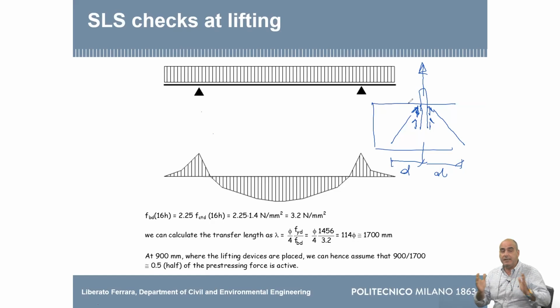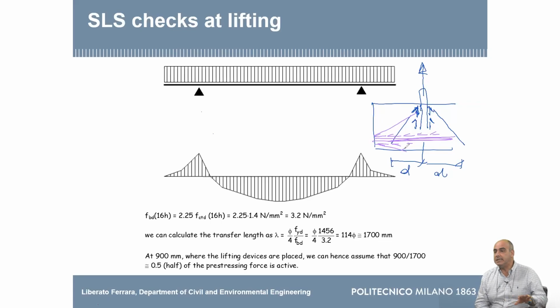But there is also another fact. In the initial part of the beam, also the pre-stressing force starts from here, but also distributes through bond stresses and distributes in this way as well. So in order for it to be fully active on the cross-section, you must allow a certain transfer length or development length. So first of all, we have to calculate this development length.